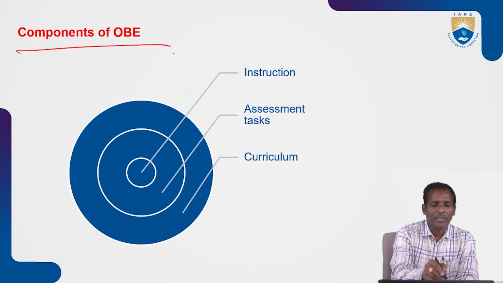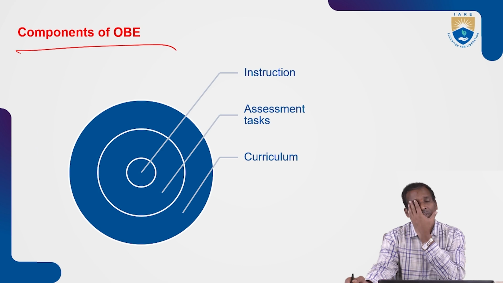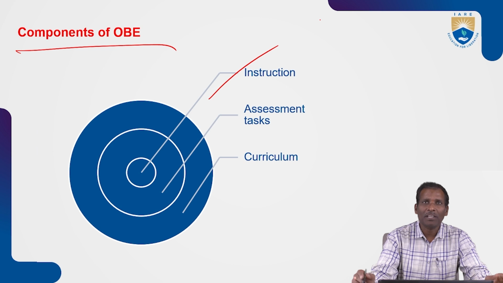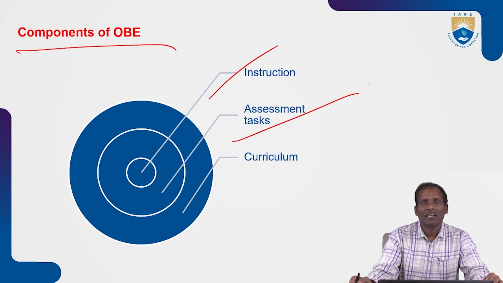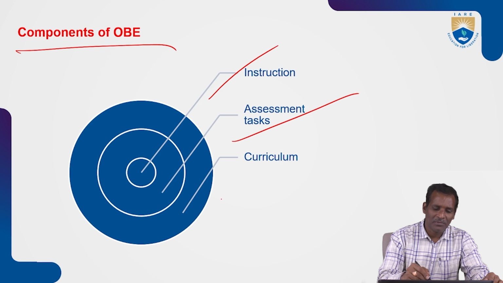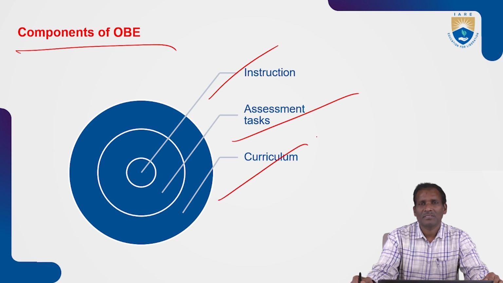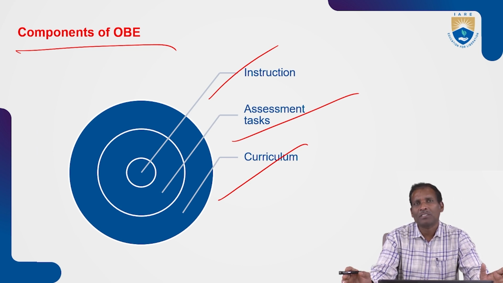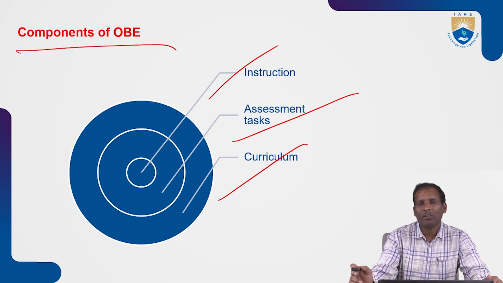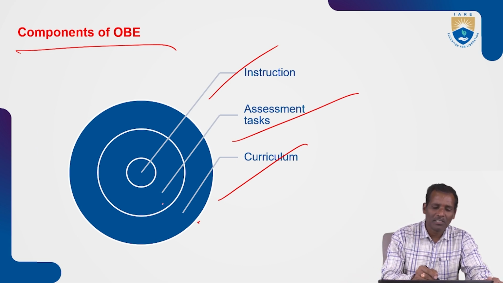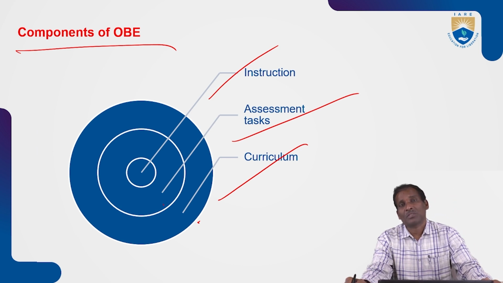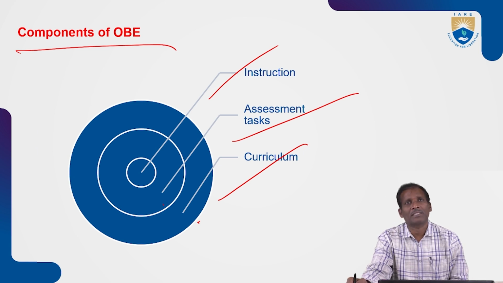And the components of OBE. How many components are there in OBE, outcome-based education? First curriculum design, then assessment tasks, and then instruction. So these are the three components of OBE. The bigger circle is curriculum, the smaller circle is assessment, and the very small one is instruction. So the curriculum design is very, very important in OBE.